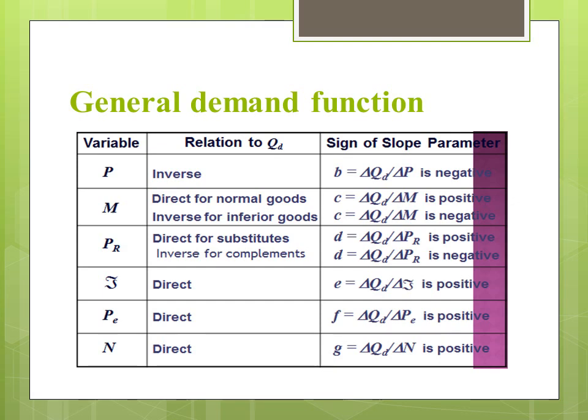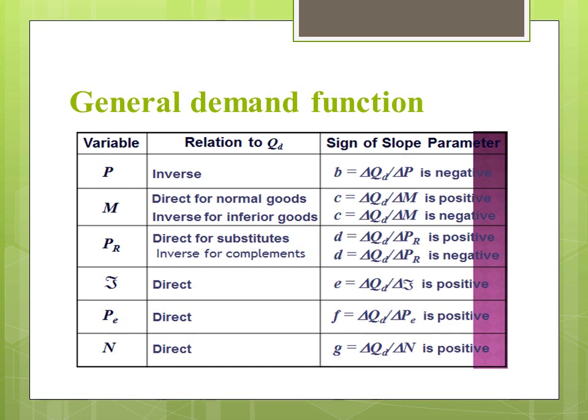This table shows the relationship between independent variables. Here the independent variables are price, income of consumers, price of related goods, taste of consumers, expected future prices, and N, which represents the number of consumers. So the relationship is between the independent variables and the dependent variable. Here the dependent variable is quantity demand.